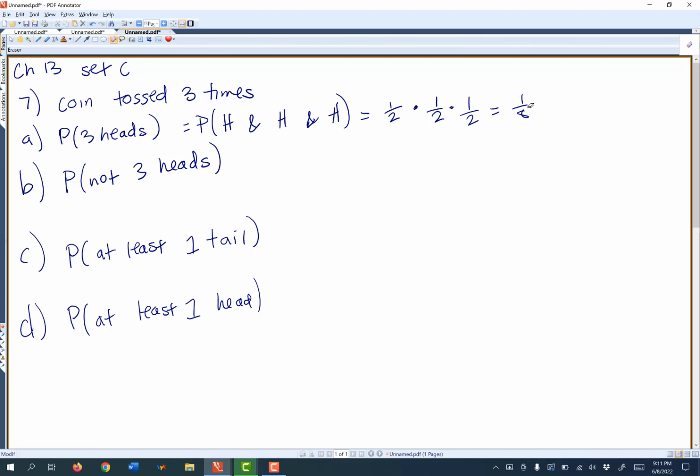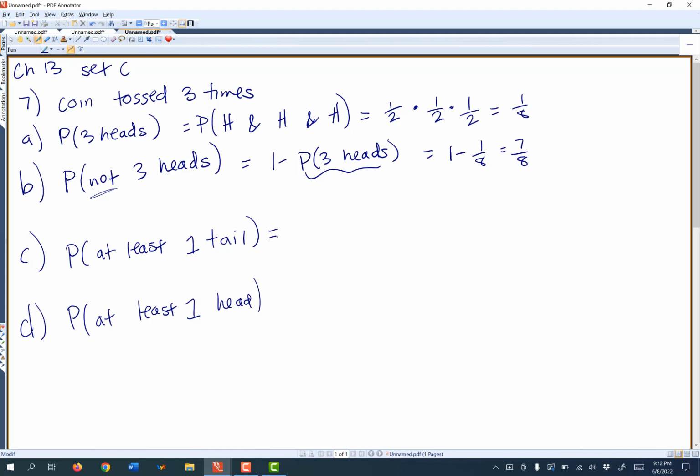Okay, now part B says, what's the probability of not 3 heads? Well, in part A, we found the probability of 3 heads. Now let's find in part B everything else. Anytime you want the probability of everything else, that's called the complement rule. So the probability of not 3 heads is just going to be 1 minus the probability of 3 heads. So we already know what this probability is, and then we want just the probability of not that, so everything else, and so that's why we do the 1 minus it. So we'll do 1 minus the 1/8, which gives me 7/8. So a 1/8 chance that we get 3 heads, a 7/8 chance that we get anything else.